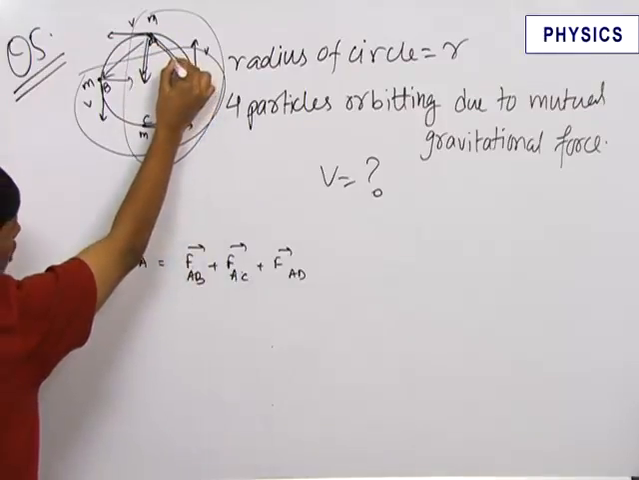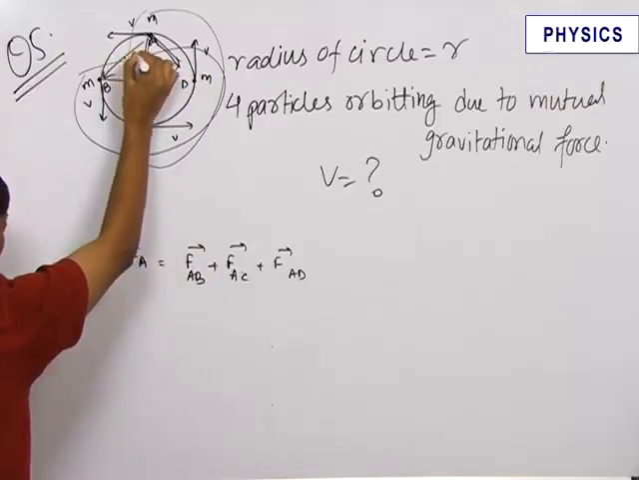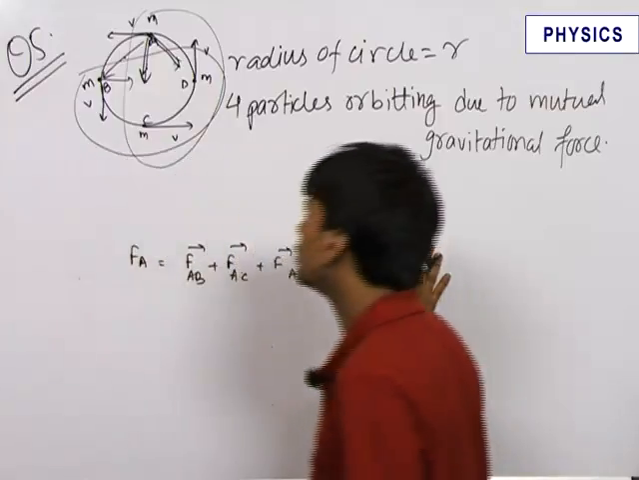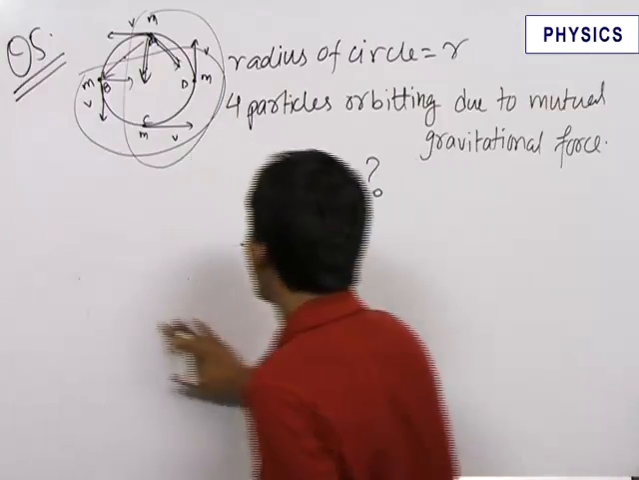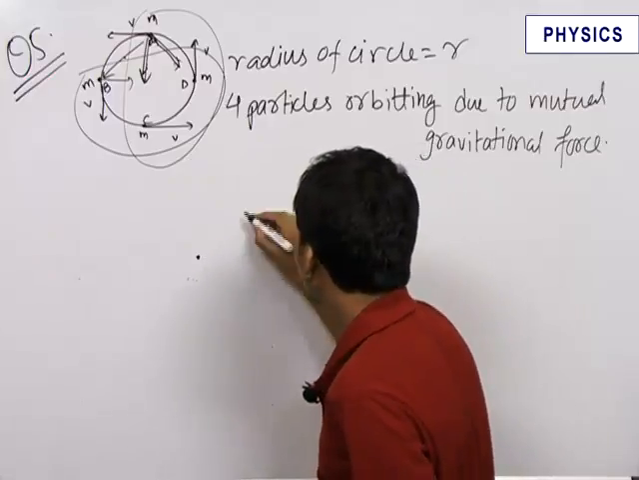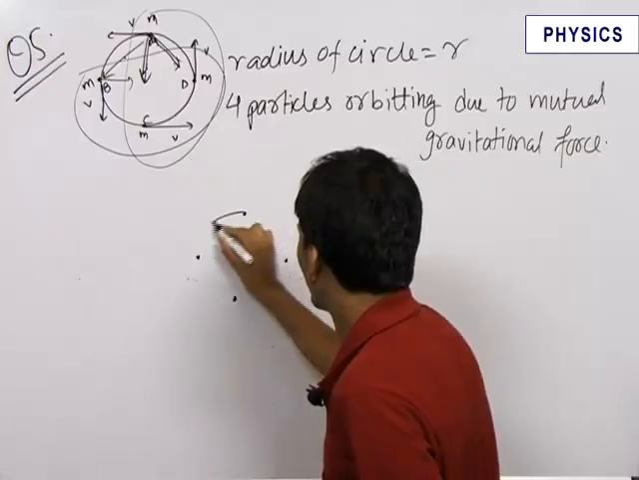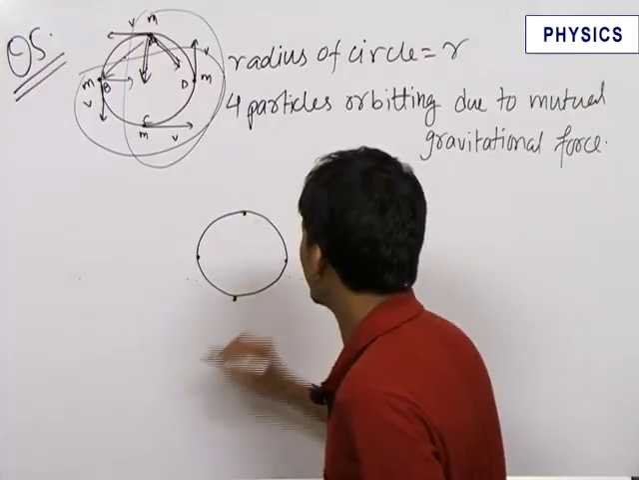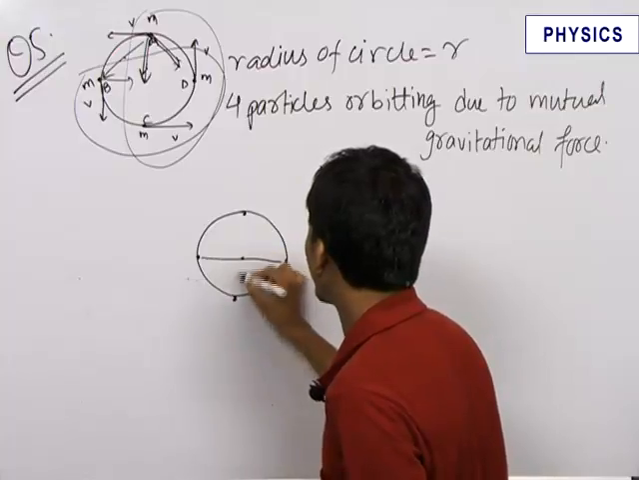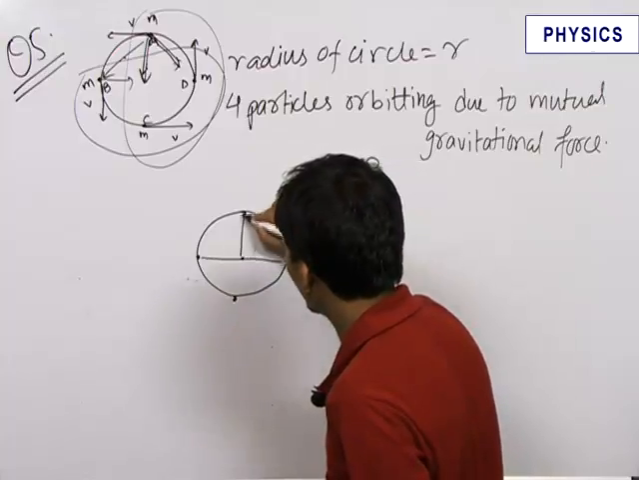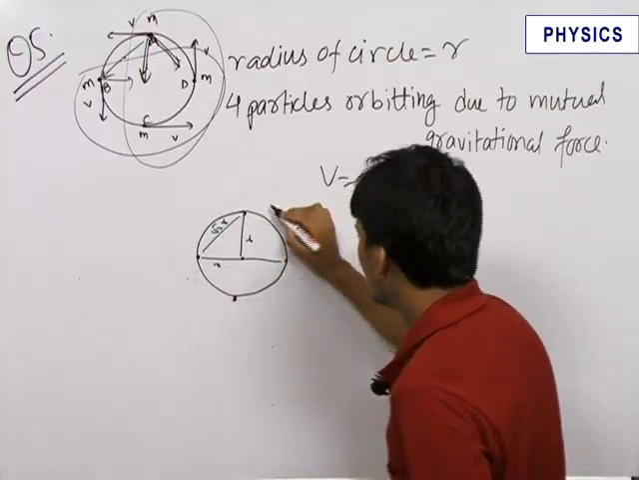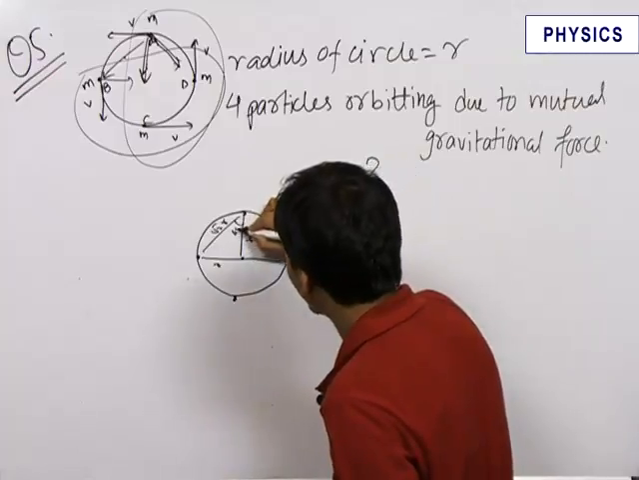So if we take the component of this force in the vertical direction and the component of this force in the vertical direction and add them, we'll get the final result. So what we need to do now is add only the vertical component of the forces. Now in these 4 masses, we have the radius of the circle to be r, therefore the diameter is 2r. This is r, this is r, this is root 2 r. Therefore the angle is 45 degrees.